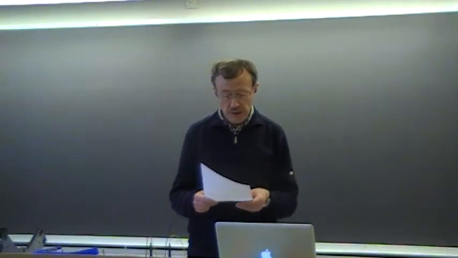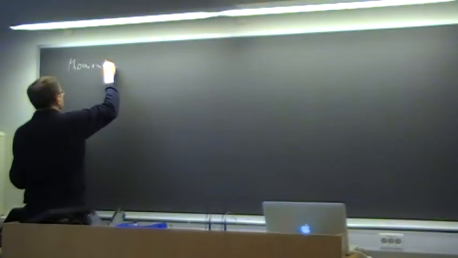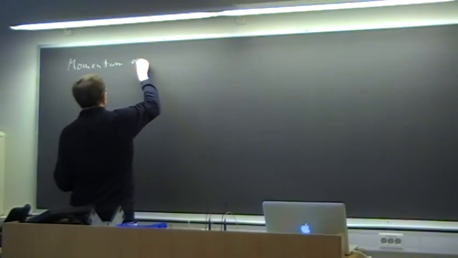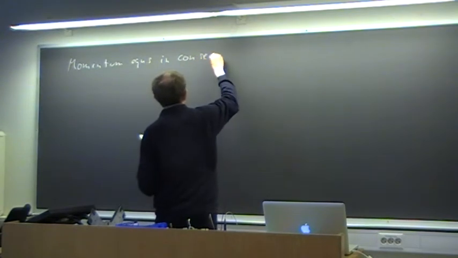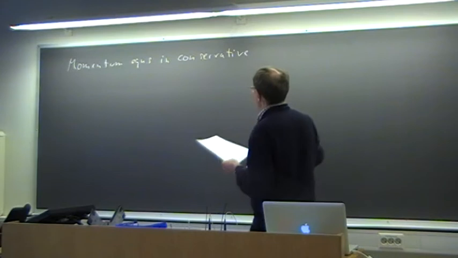To go into the details of the marker and cell method, the MAC method. This method uses the conservative form of the momentum equations. So we look first at that. The one that we saw before was the non-conservative form.